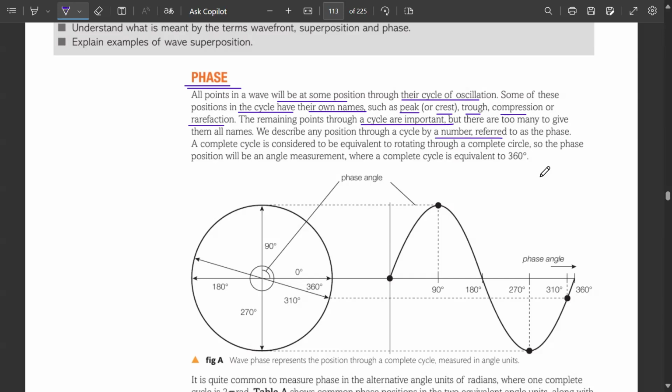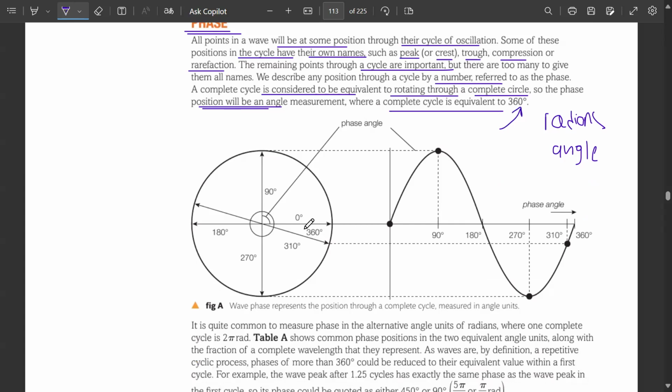अब वो नंबर in the form of radians भी हो सकता है, or that number can also be in the form of an angle in degrees. A complete cycle is considered to be equivalent to rotating through a complete circle. So the phase position will be an angle measurement where a complete cycle is equivalent to 360. Now one whole circle is what? 360. Then 360 थोड़ा सा पहले कौन सा पॉइंट होगा?